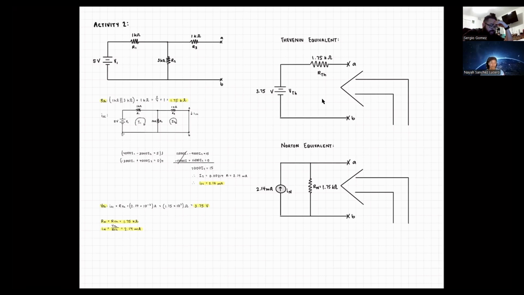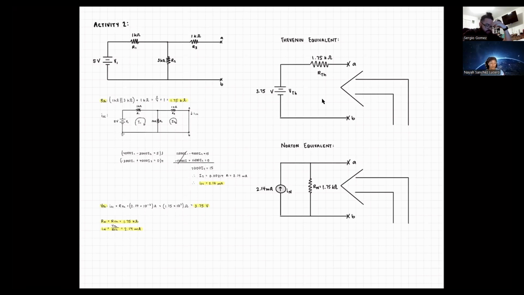We used loop analysis to determine the amperages within each of the circuits. So we ended up with a short-circuit current, I_SC, equaling 2.14 amps. I mean milliamps, 2.14 milliamps.